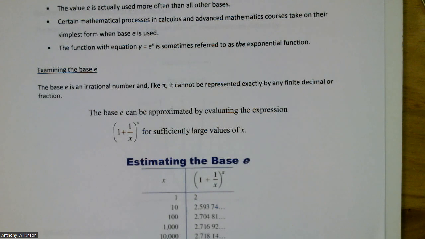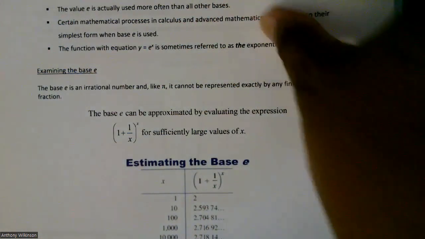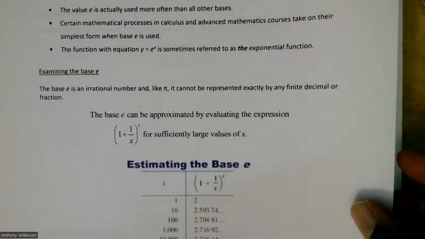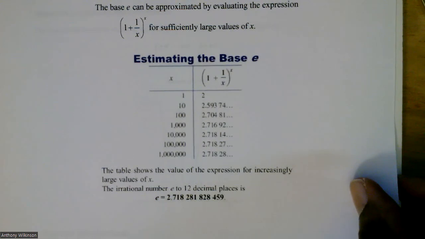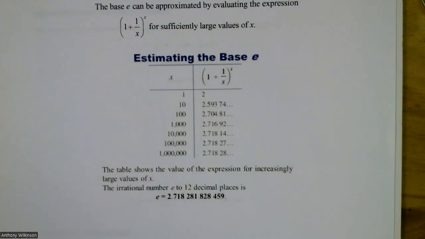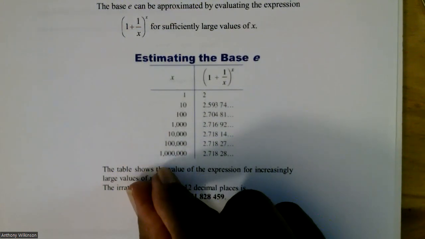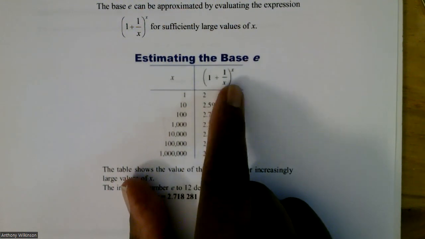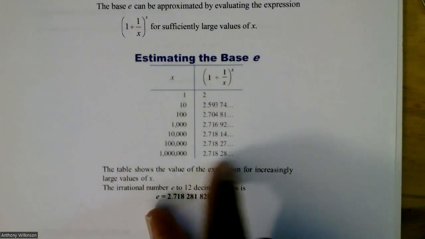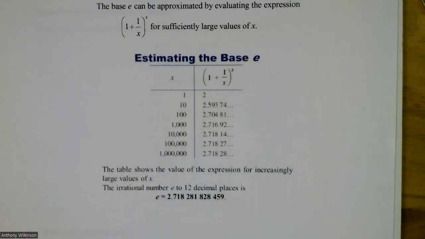In other words, as the values of x get bigger and bigger and bigger, this expression will get closer and closer and closer to a certain number, and that number will represent the natural base e. And here's the table of that. So if you let your x value get bigger and bigger, then when you evaluate 1 plus 1 divided by x, quantity raised to the x, you're going to get closer and closer to what the natural base e is equal to.